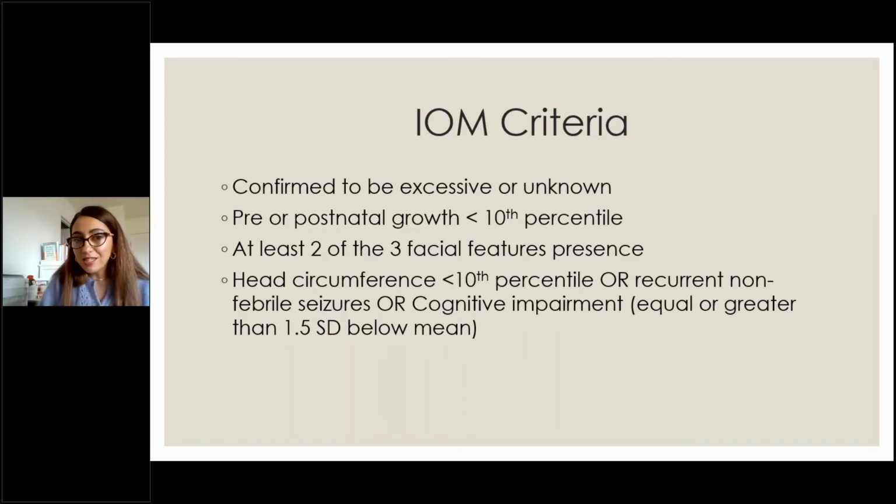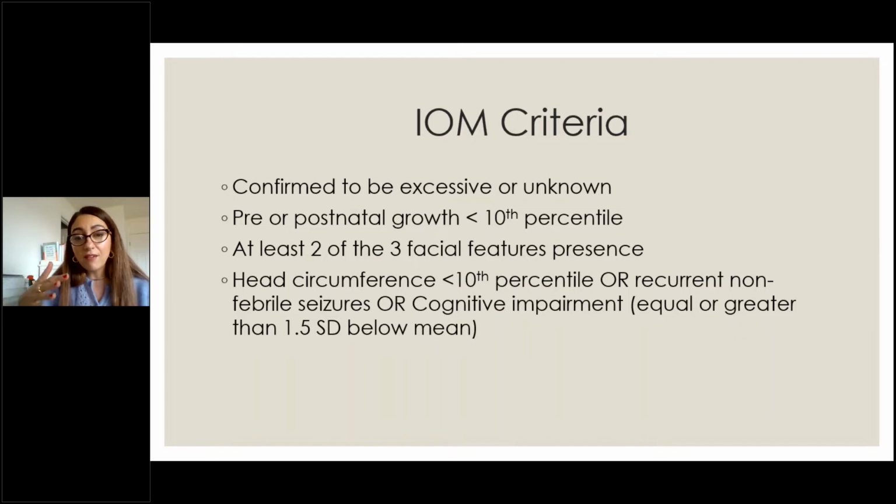So this one is different in the sense that we only have 2 of the 3 facial features. We have confirmed or unknown exposure, and then we have the pre and postnatal growth and issues, and then we have either the head circumference, seizures, or cognitive impairment. So to me, the IOM criteria really favors the FAS diagnosis, as you can see, right?